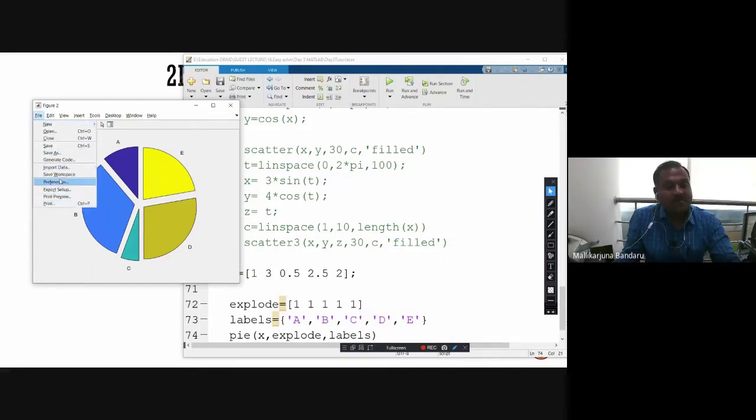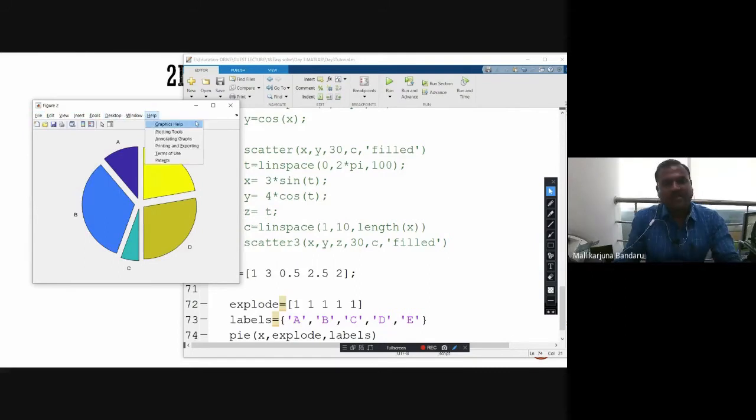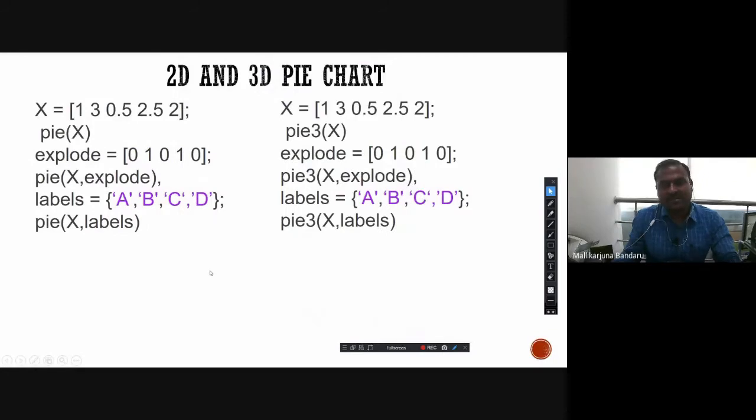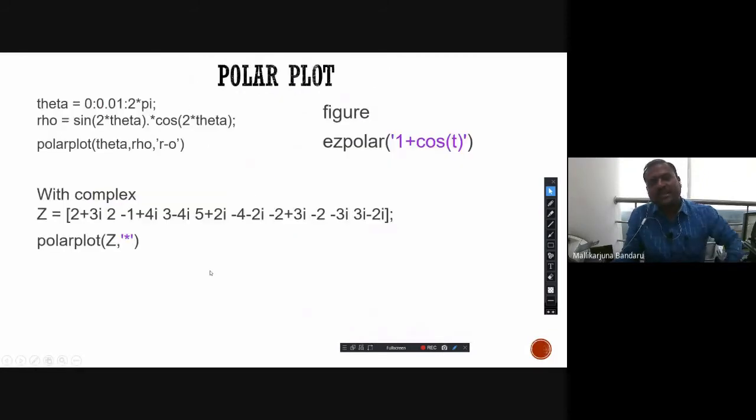Or if you want to import data, you would like to save the workspace, right? Or suppose there is an already generated graph, how do you open it? There are different options in this. Yes, this is the two-dimensional and three-dimensional plotter.